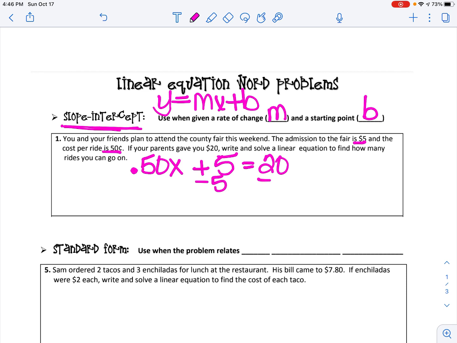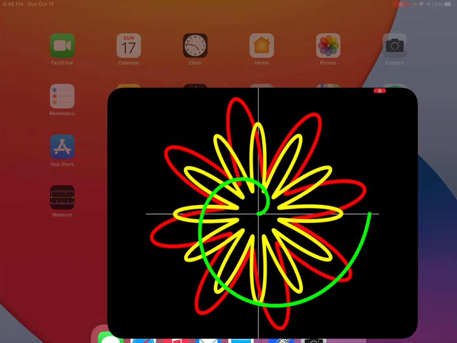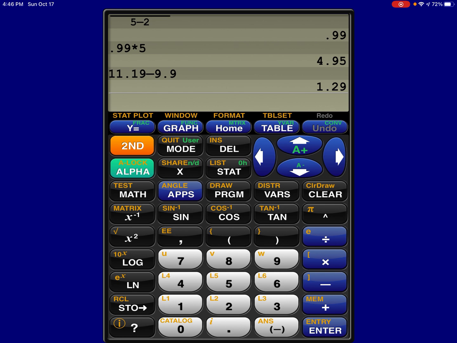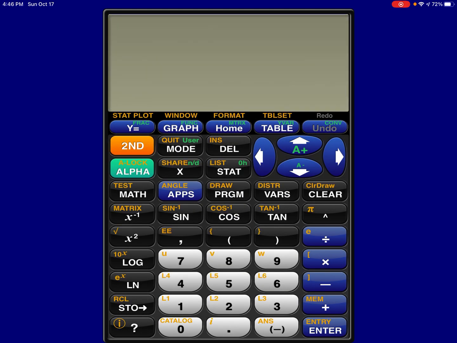So I'm going to subtract 5 first, which is 15. And then I'm going to divide 15 by 0.50, which is going to give me 30 rides. And you can check that with a calculator. So clear. 15 divided by 0.50 is 30 rides.